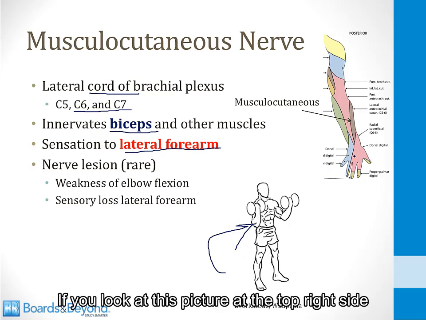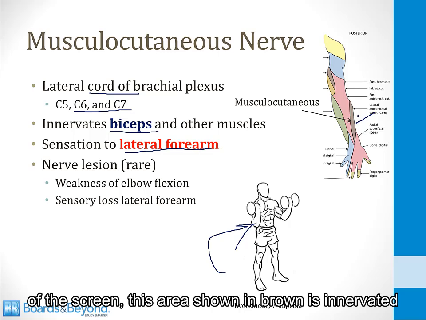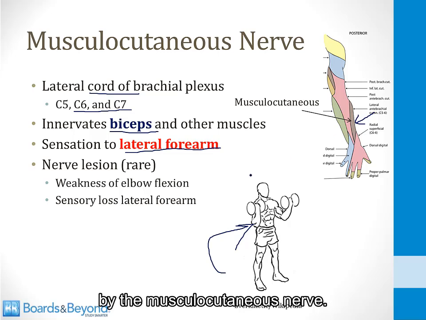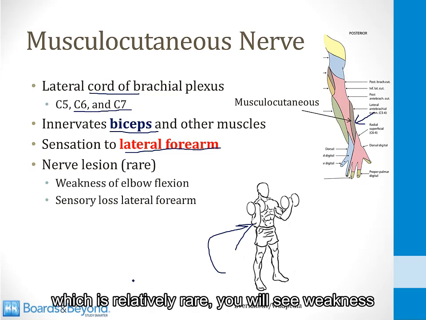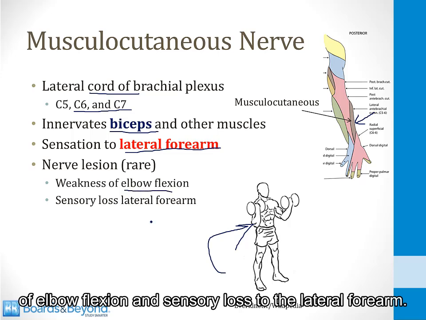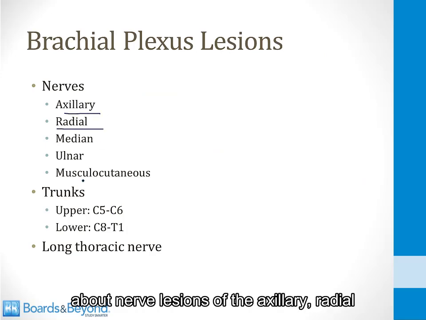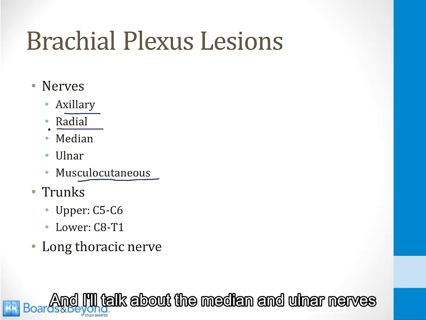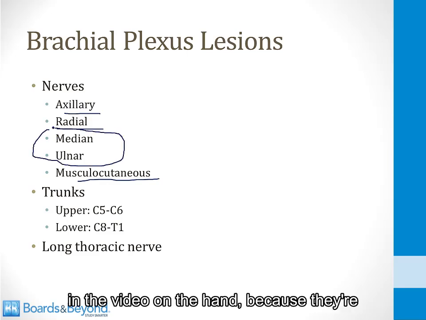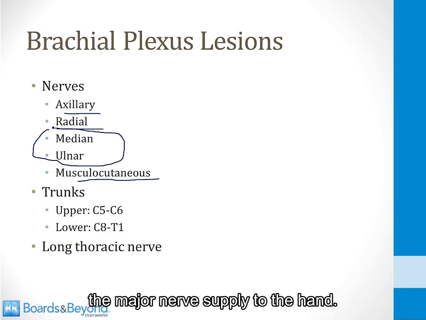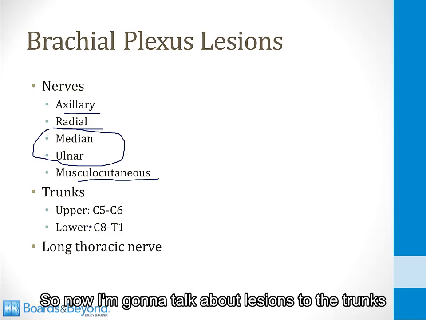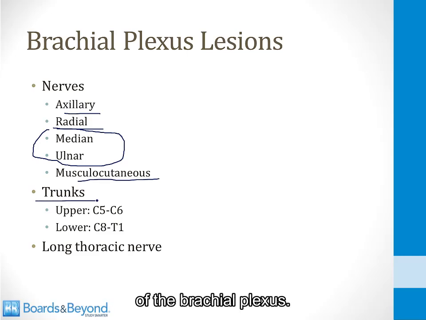If you look at this picture at the top right side of the screen, this area shown in brown is innervated by the musculocutaneous nerve. So if a lesion of this nerve occurs, which is relatively rare, you will see weakness of elbow flexion and sensory loss to the lateral forearm. Going back to this slide, we've now talked about nerve lesions of the axillary, radial, and musculocutaneous nerves, and I'll talk about the median and ulnar nerves in the video on the hand because they're the major nerve supply to the hand. So now I'm going to talk about lesions to the trunks of the brachial plexus.